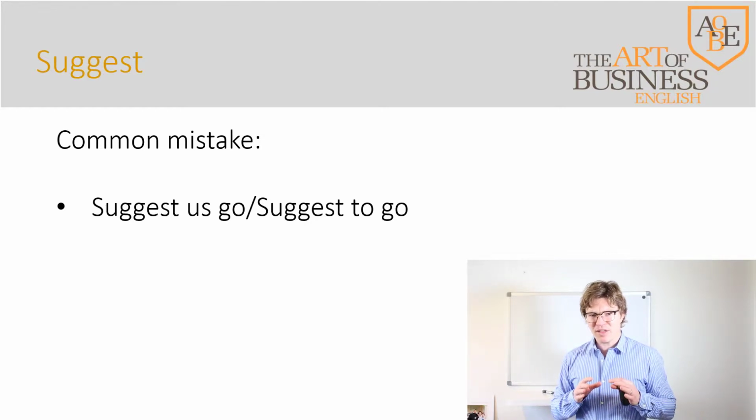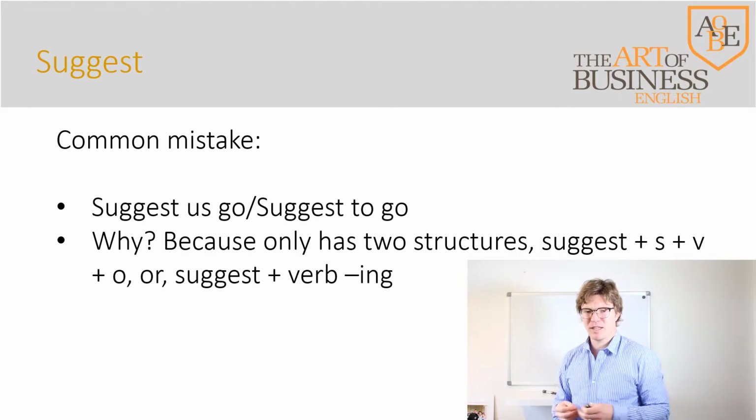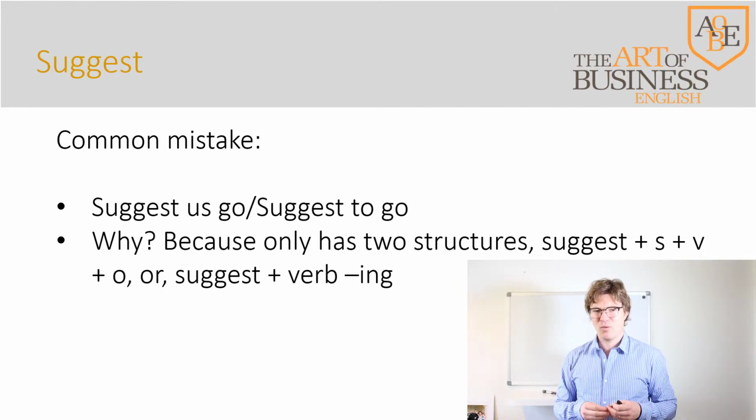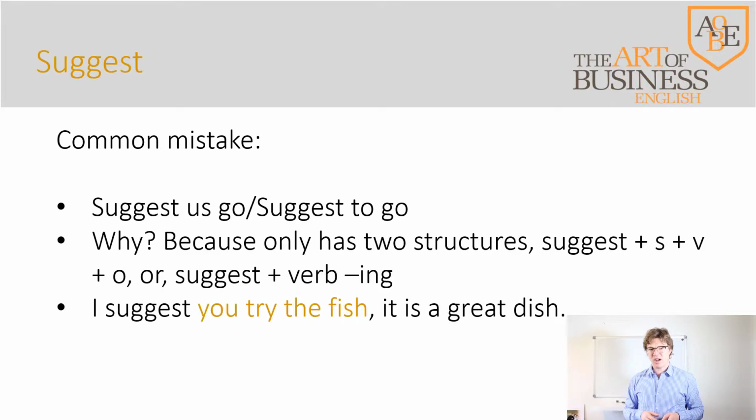So the reason for this mistake is because of the way it sounds in Spanish as well. I mean, you think nos sugirió, or nos recomendó. So this nos, people think, okay, it's the pronoun that goes after the verb, so they put suggest with us instead of we. Okay, suggest really only has two structures that can follow it. It's suggest plus subject, verb, object, or it is suggest plus verb and gerund. So what I mean, I'll give you an example. I suggest you try the fish. So you, subject, try, verb, the fish, object.